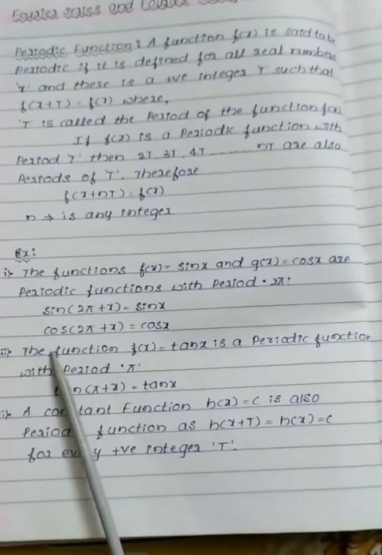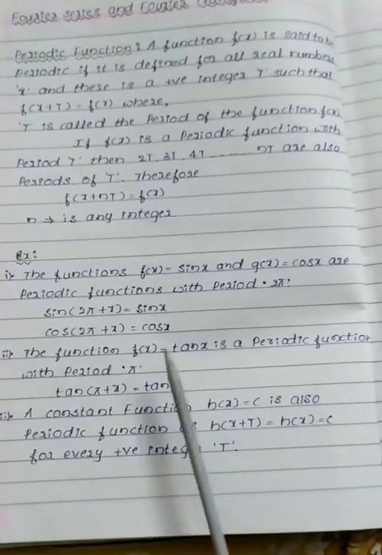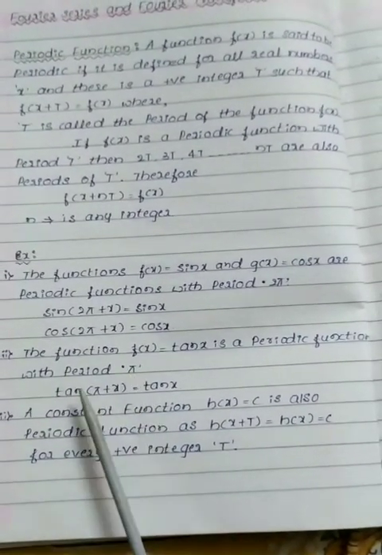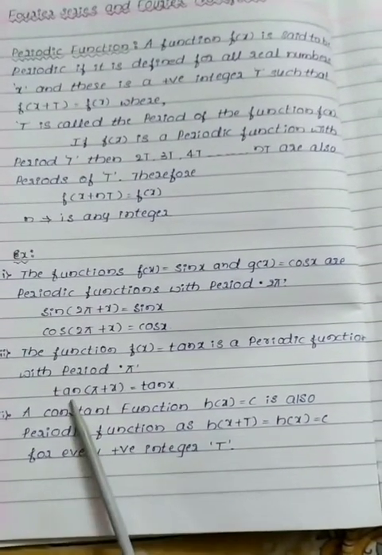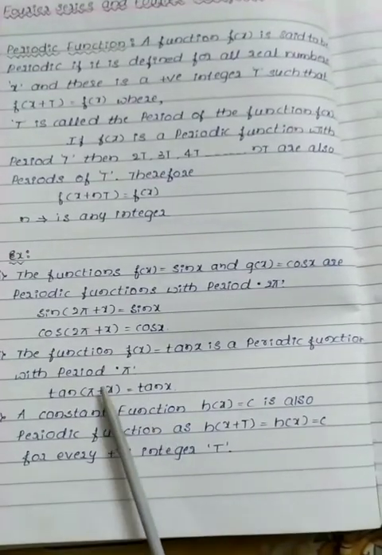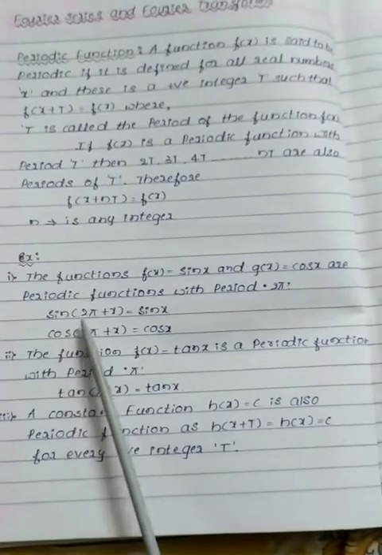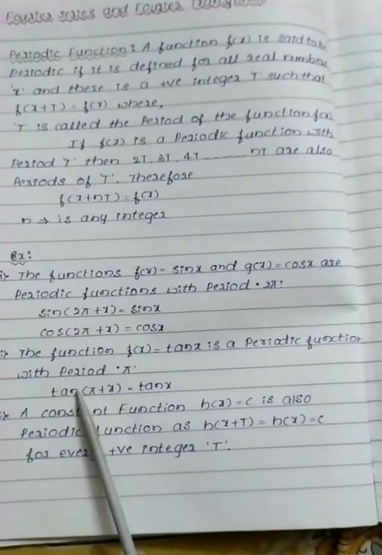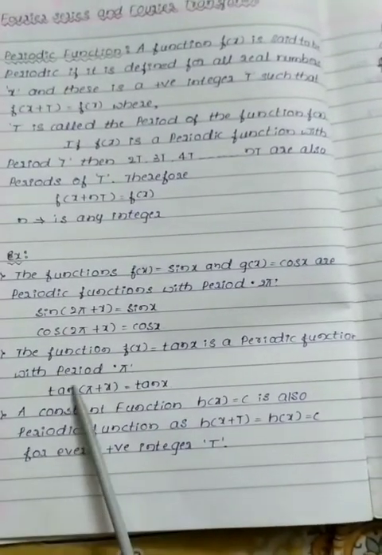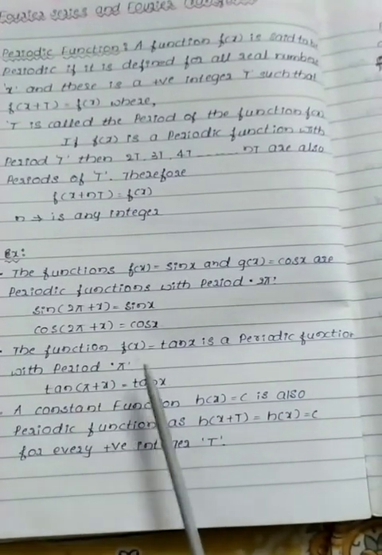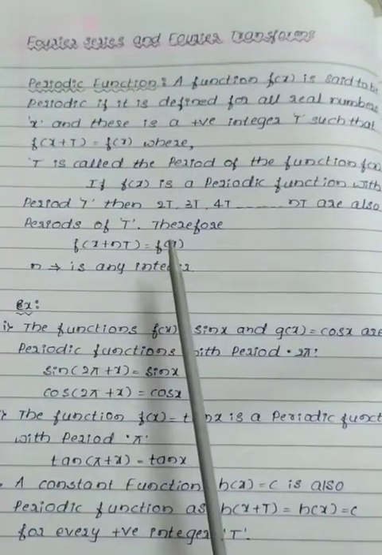Once again, one more. The function f of x, I am taking as tan x. For tan x, what is the time period? Pi. That is, tan of pi plus x, once again we get tan x. The same function comes back if the time period for tan is pi. For sin and cos, it is a 2 pi time period. For tan, it is pi. Tan of pi plus x is tan x. Therefore, this type of function is said to be a periodic function with time period pi. Okay. So, this is a periodic function.